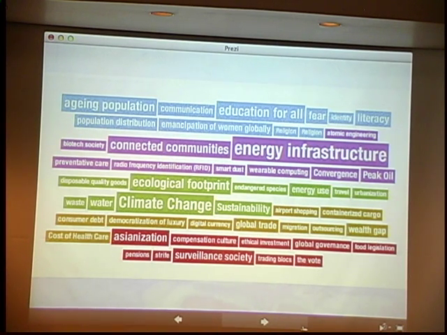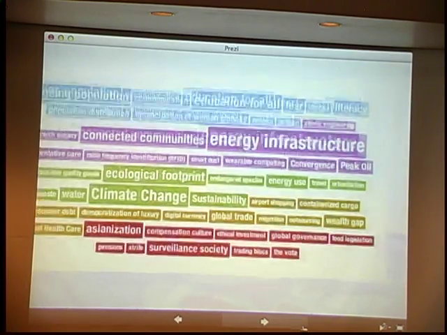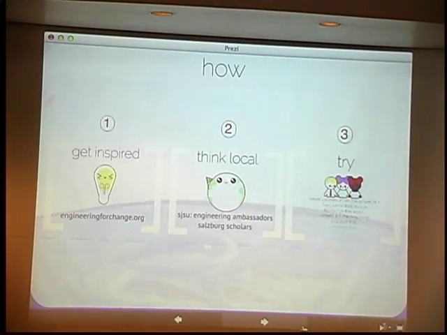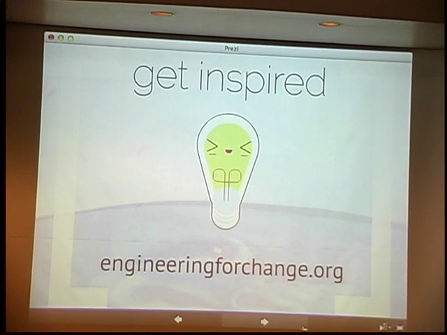At the end of the day, the world has lots of problems, and engineers are perfectly poised to solve those problems and to work on those problems. So how? How can you, as a student, get involved? What can you do? What are the next steps? The first one that I really like is to get inspired. And see, that's what that little light bulb is for.